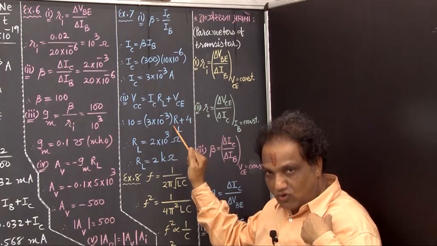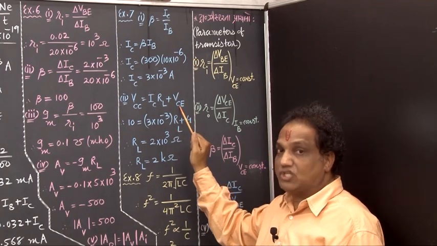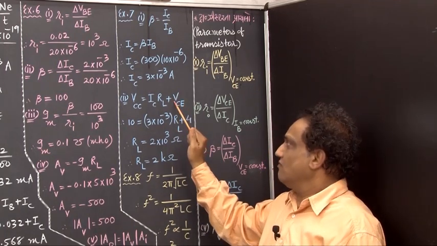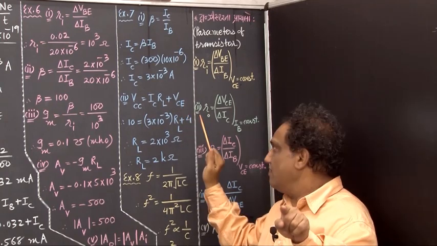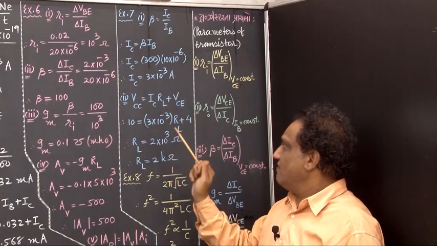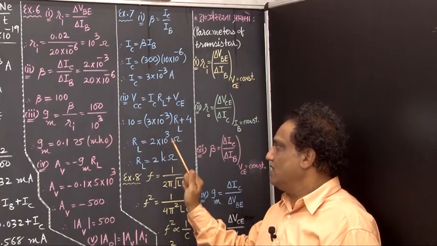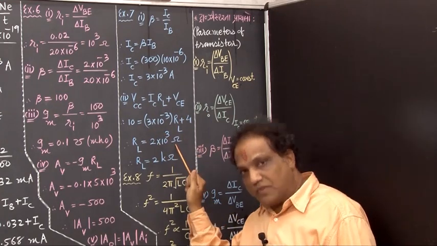Load resistance we want to find out. What about VCE? It is called collector voltage, or potential difference between collector and emitter, which they have given as 4 volt. Simplify. Value of RL you will get 2 into 10 raised to 3, that many ohm.